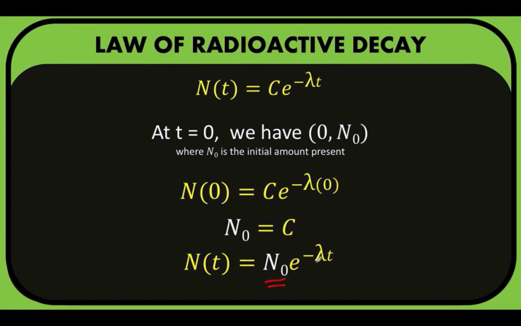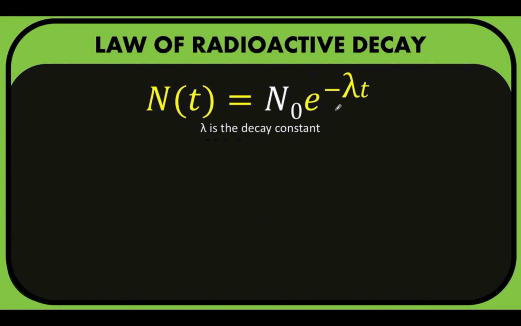Our only problem now is to know what is the value of lambda. The value that is given is usually in terms of half-life. So we need to relate this lambda to half-life. So let's do that. From this equation that we just derived, let's divide both sides by n sub 0. So if you divide this by n sub 0, that will cancel out. And at the left, you have n of t over n sub 0.